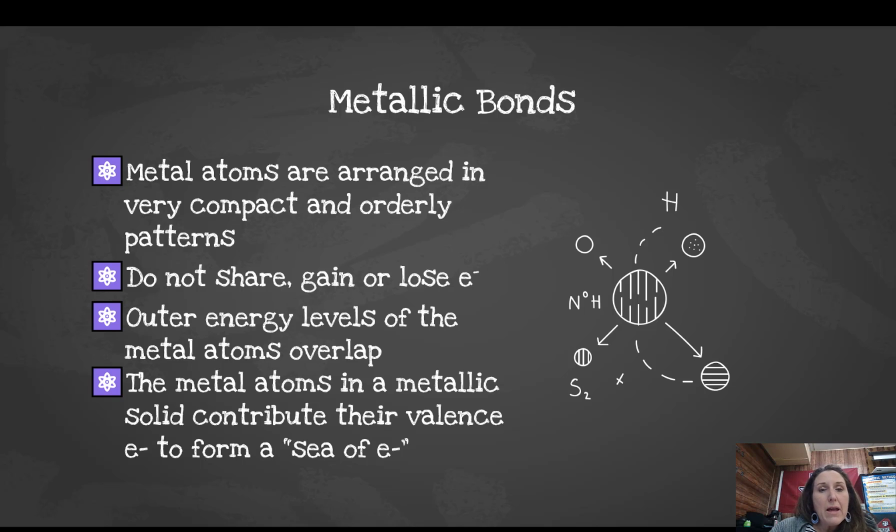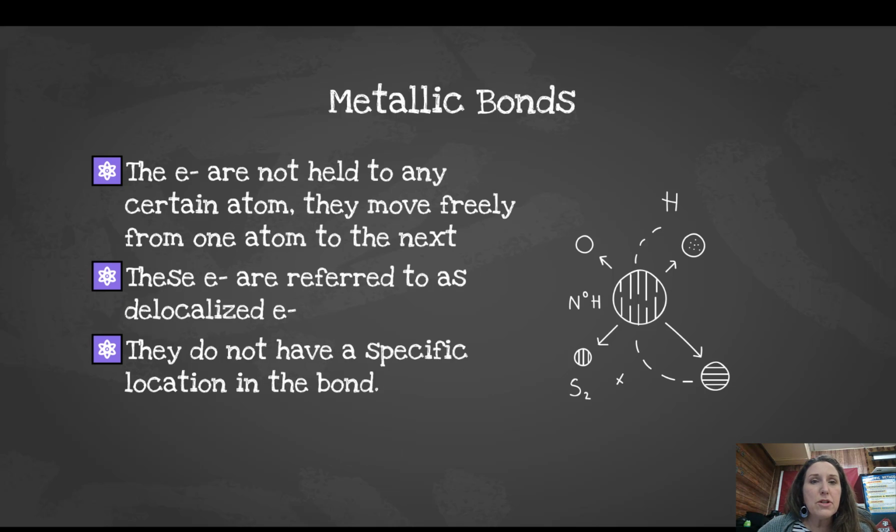The metal atoms in a metallic solid contribute their valence electrons to form a sea of electrons. So you get a whole bunch of metal atoms together, and the electrons are in a sea, with the nuclei floating about in it. The electrons are not held at any certain atom. They move freely around from one atom to the next. These electrons are referred to as delocalized electrons. That's a good vocabulary word, delocalized. That means that they don't share.